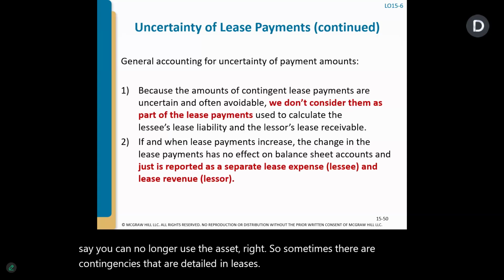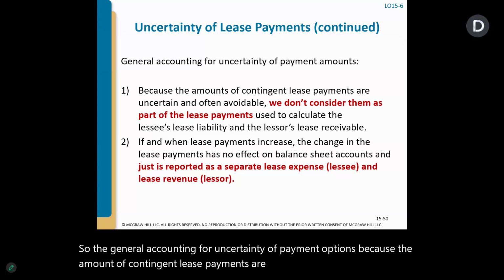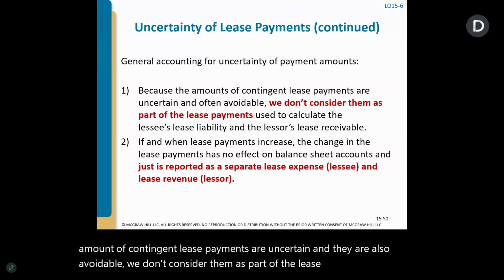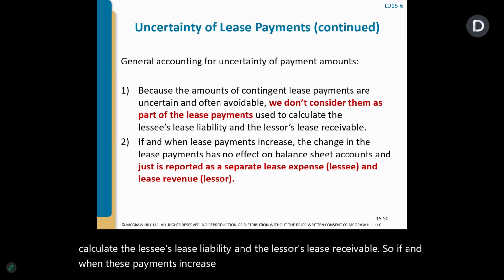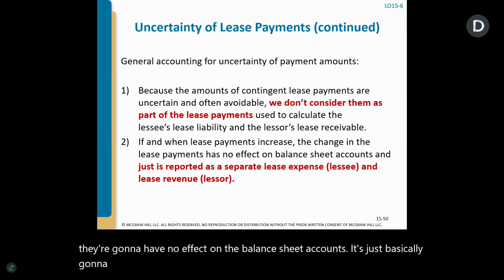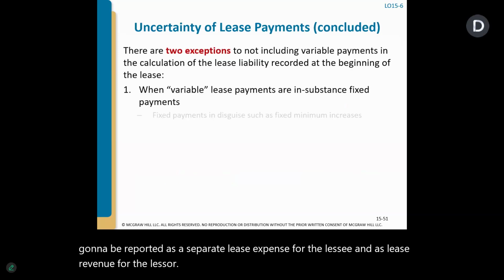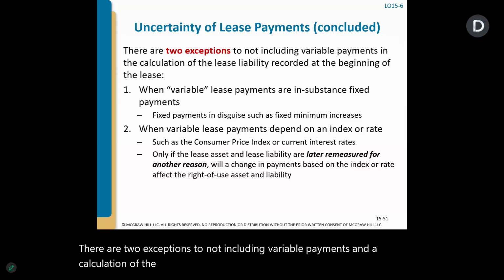So the general accounting for uncertainty of payment options: because the amounts of contingent lease payments are uncertain and also avoidable, we don't consider them as part of the lease payments used to calculate the lessee's lease liability and the lessor's lease receivable. So if and when these payments increase, then the change in the lease payments is going to have no effect on the balance sheet accounts. It's just basically going to be reported as a separate lease expense for the lessee and as lease revenue for the lessor. There are two exceptions to not including variable payments in a calculation of the lease liability recorded at the beginning of the lease.